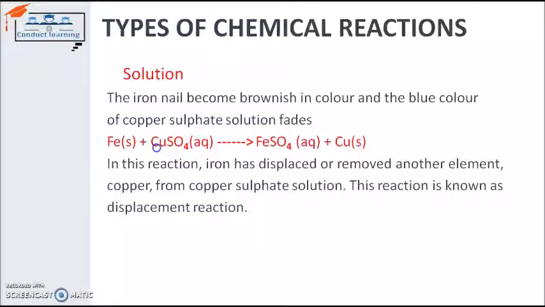That's why this reaction is known as a displacement reaction, because the reaction is happening between the iron and copper sulfate solution. So iron basically acts like a removing agent, and it removes or displaces copper from copper sulfate solution, and we get copper as an individual element, and also ferrous sulfate. This kind of reaction is known as a displacement reaction, because iron displaces copper.